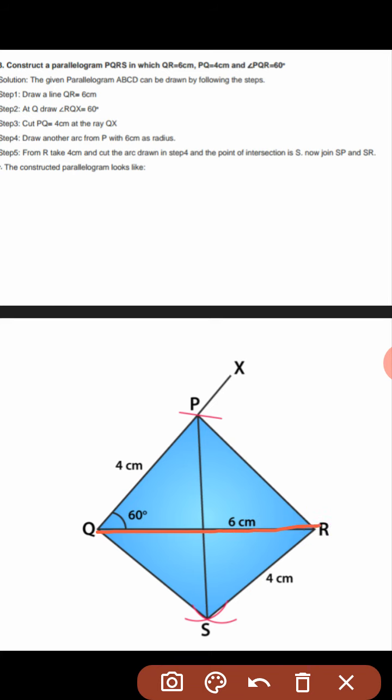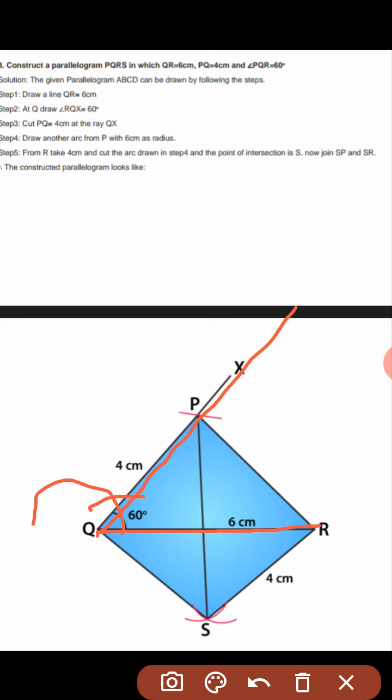Then at Q, draw angle RQX equal to 60 degrees. So this angle we have to draw 60 degrees. You can draw this angle with the help of your compass or protractor, and then draw this line, that is QX. So here angle RQX will be equal to 60 degrees.